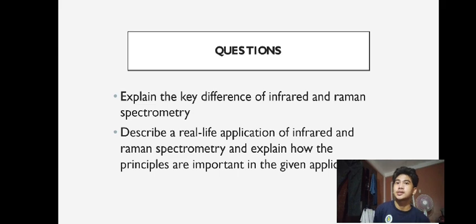So, questions. Explain the key difference of infrared and Raman spectrometry. Yes, very simple. The key difference we need to remember is that infrared spectrometry absorbs light while Raman reflects light. Can you please describe a real-life application of infrared or Raman spectrometry and explain how the principles are important in the given application?